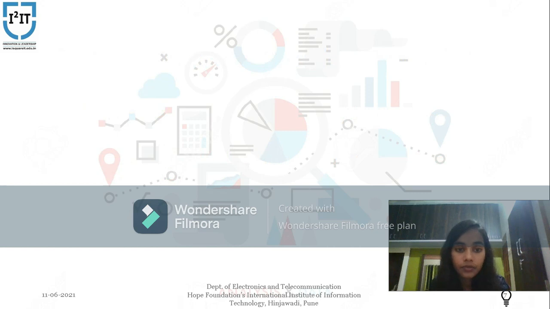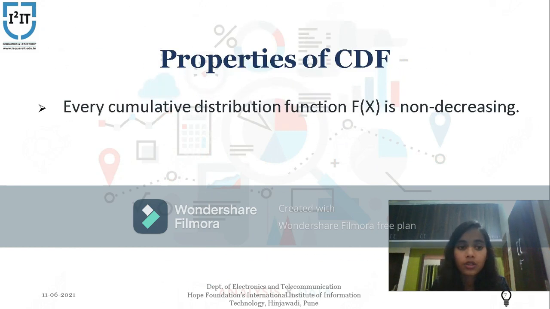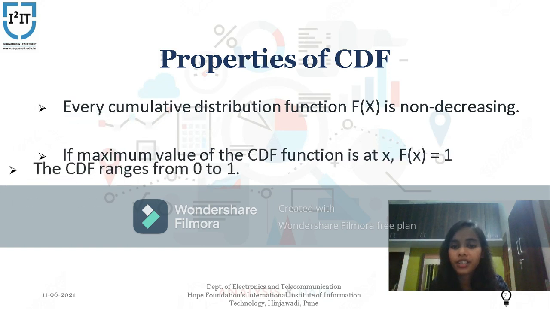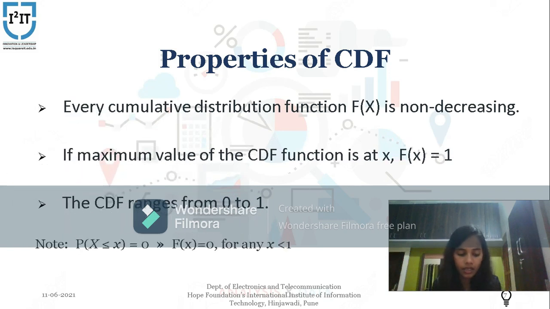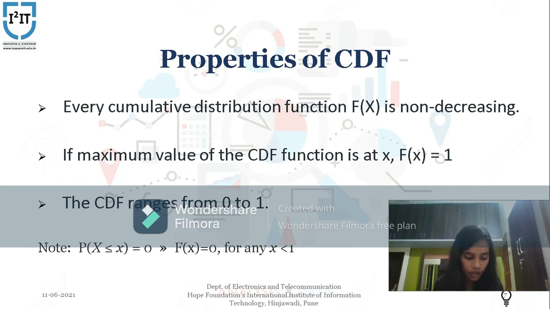Moving on to the next slide, properties of CDF. The first property is that every cumulative distribution function F(x) is non-decreasing. This is because if x1 is less than x2, then F(x1) is less than or equal to F(x2), so the CDF is monotone and non-decreasing. Also, the value of the function at the maximum of x is 1.